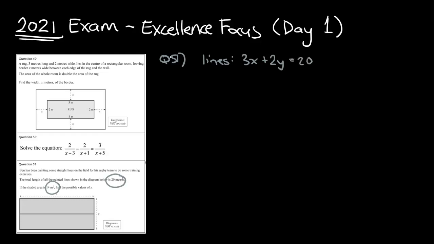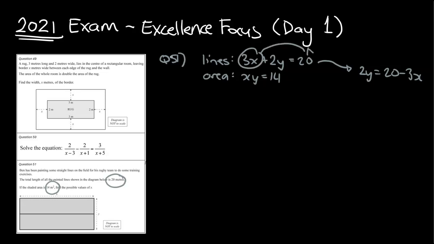The area, this one's a bit easier. So we'll go with area xy equals 14. So that's nice and simple there. Now from here, it's not particularly obvious how to solve this at this stage, and I think there's a few different methods. The method I adopted was rearranging this first equation. So I did 2y is equal to 20 minus 3x. So that's me moving this 3x over to the opposite side, making it negative.